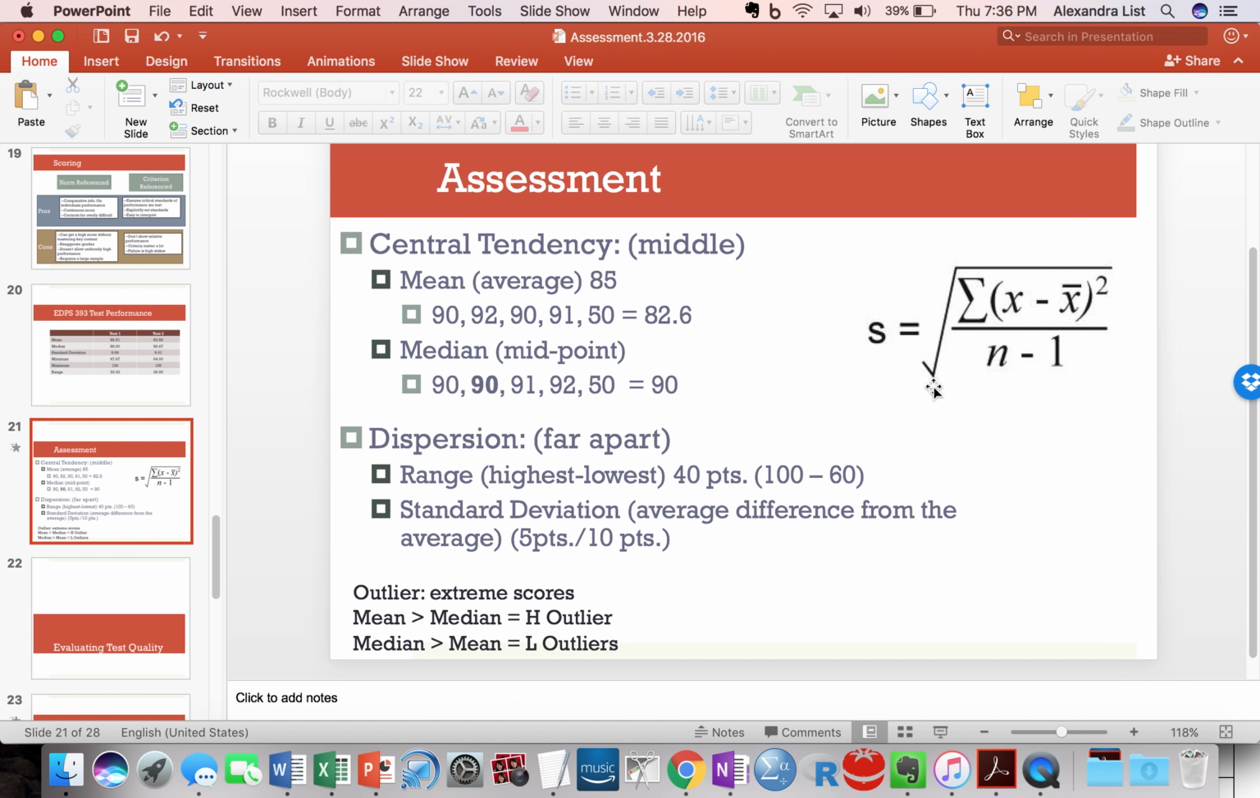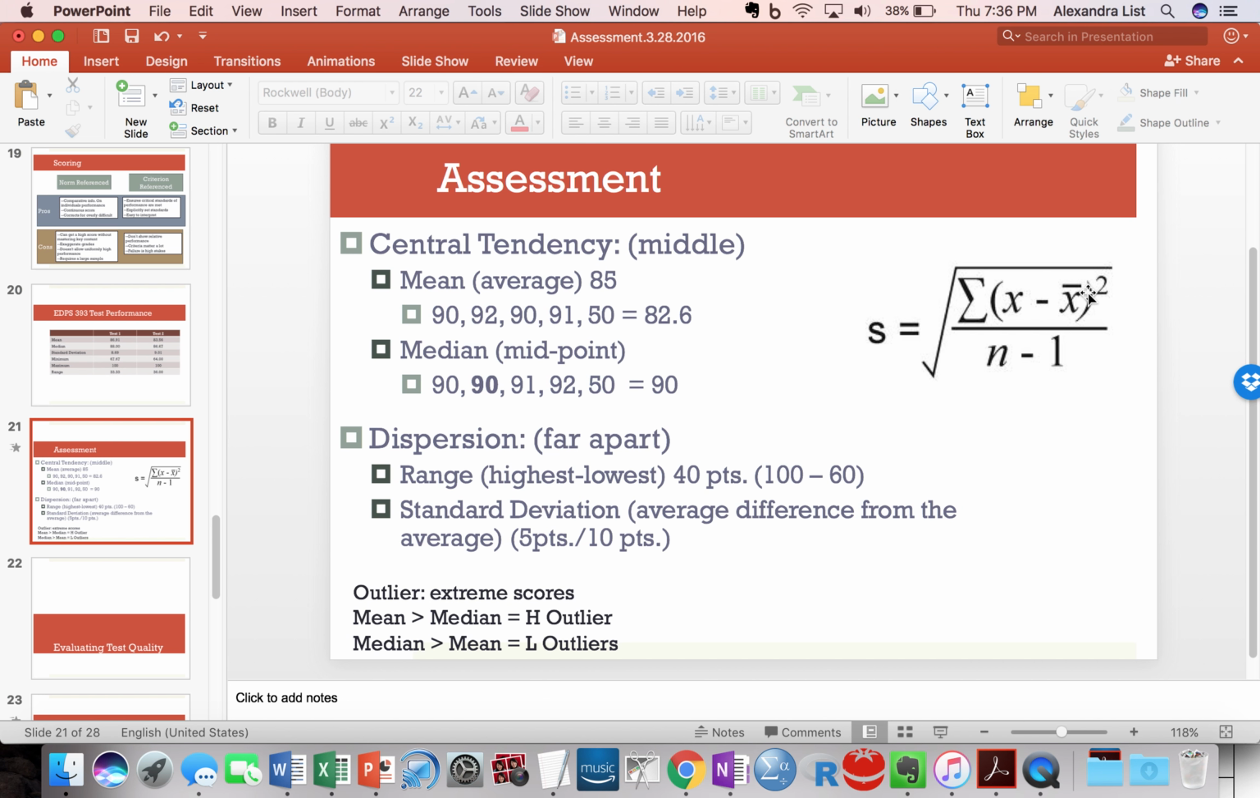But the way that we compute standard deviation is we start by taking x bar, which is of course the class average, which would be 85, and we subtract every single individual score from the 85. So that's what the sum, the sigma here means. So we take every individual score. If a student got a 90 minus 85, we take, okay, 5 points. If a student got a 92 minus 85, okay, 7 points. So we add up the difference between every individual score and the mean for the class.